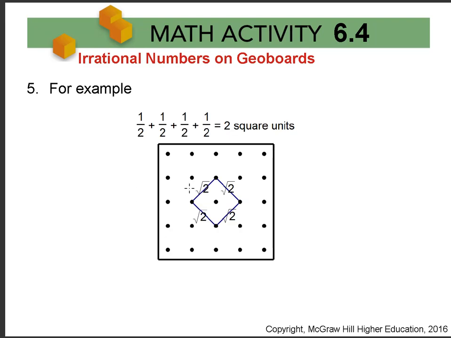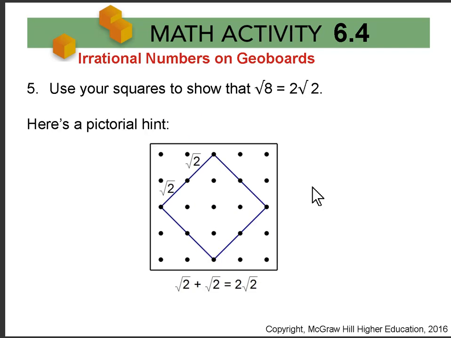For example, here is a square of area 2 square units. You can see I could divide that into 4 triangles, each of which are a half a square unit. So that's my 2 square unit square, so therefore the lengths of each side are √2. Then in number 5, we ask you to use your squares to show that √8 is 2 times √2. And here's a little pictorial hint for you.